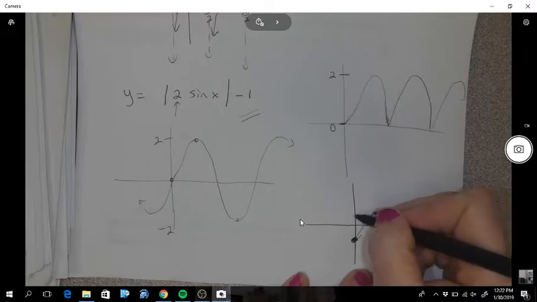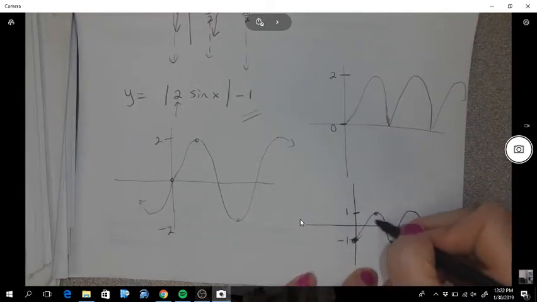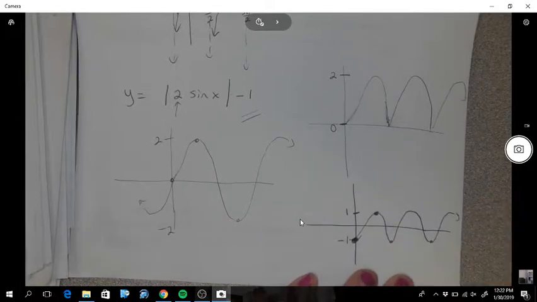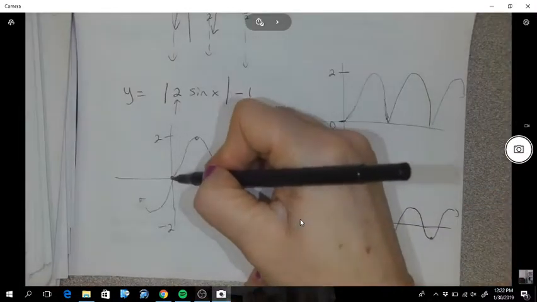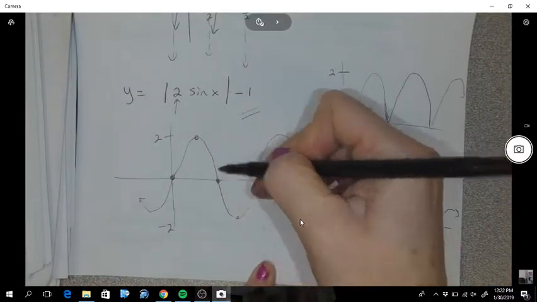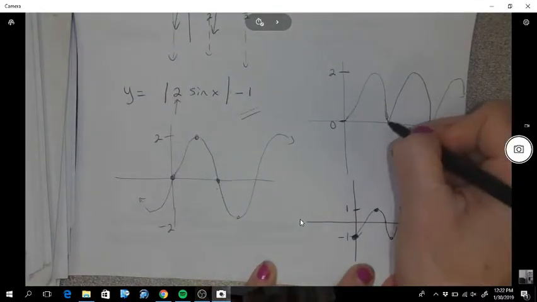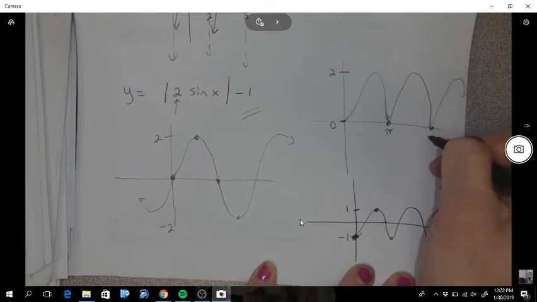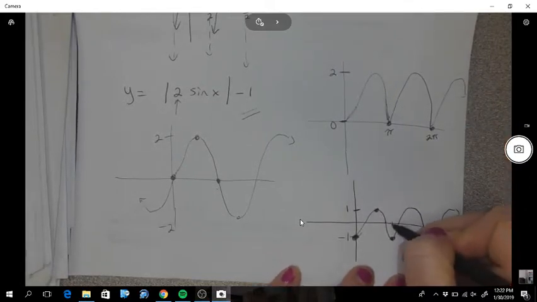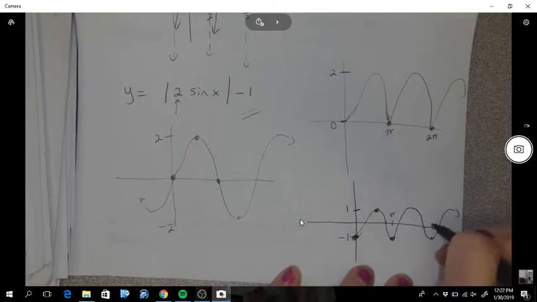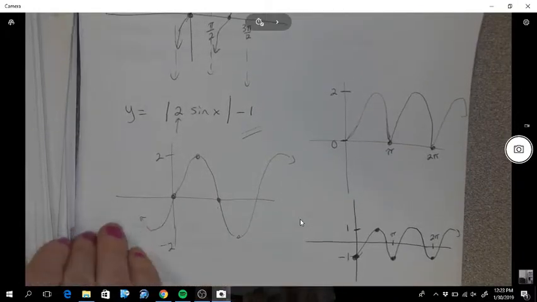Okay, so if we label some points here, this is a height of 1, height of -1, and every time it was hitting 0, this would have been pi, 2 pi, right? But now those points are right here and right there.